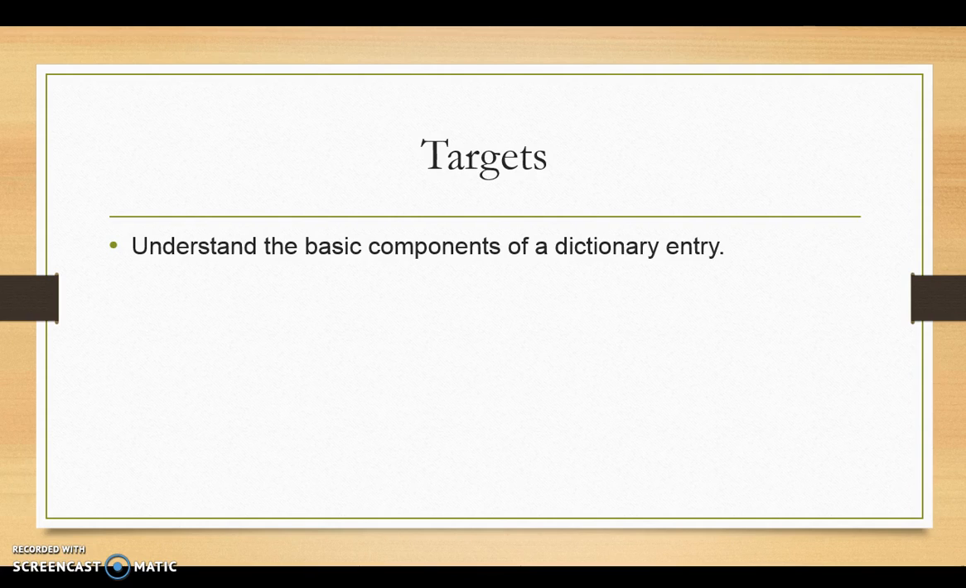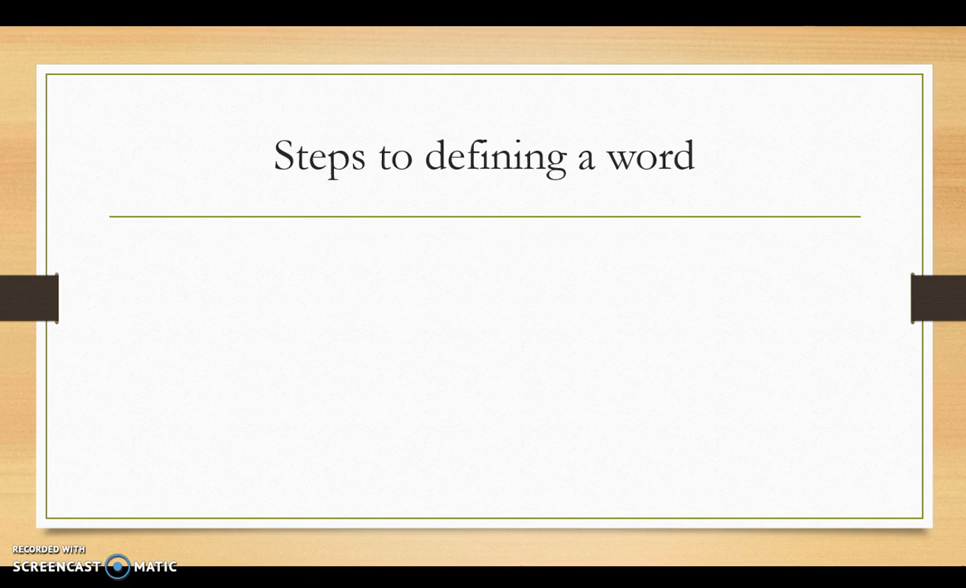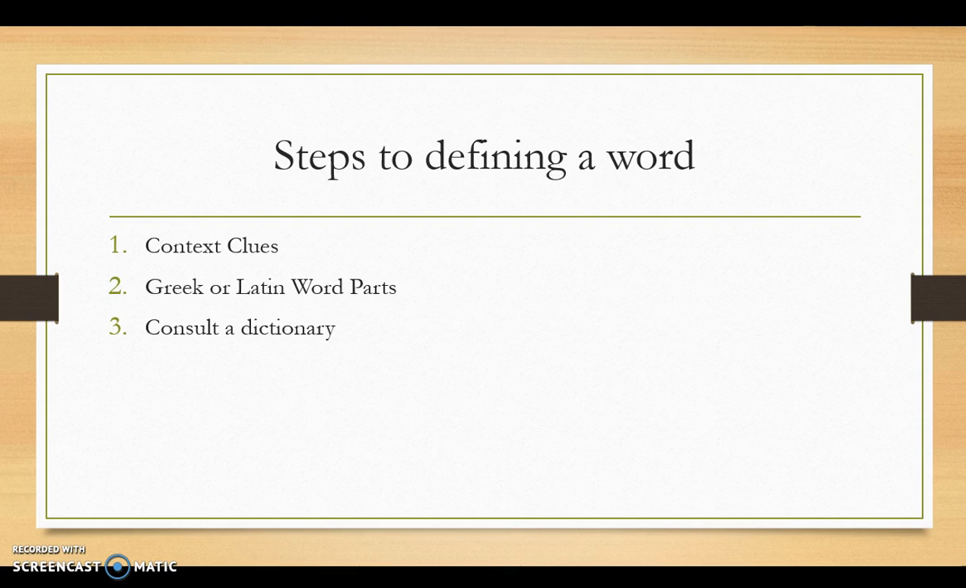In this lesson, we'll be exploring how to use a dictionary to broaden our understanding of words. When we read and come across an unfamiliar word, we should always first try to reread the sentence to see if we can define the word using context clues. If we're unable to, we can always look at the word to see if we can determine its meaning using Greek or Latin word parts. However, sometimes when there's no clear context clues or the word parts are unfamiliar or not Greek or Latin, we must consult a dictionary to determine meaning.